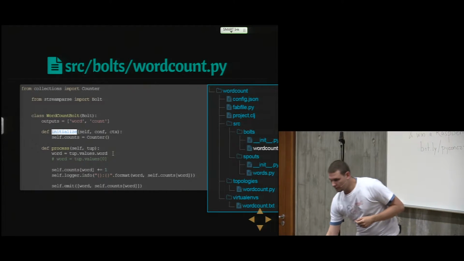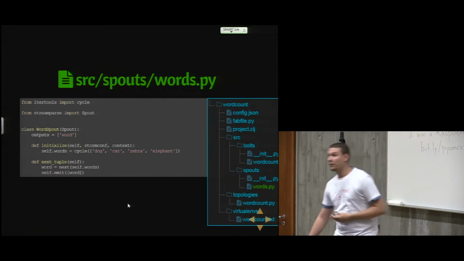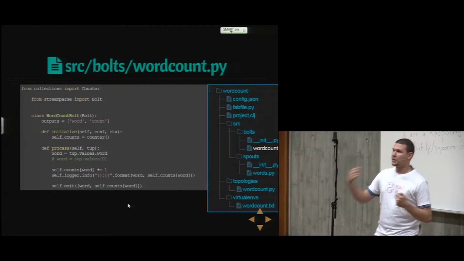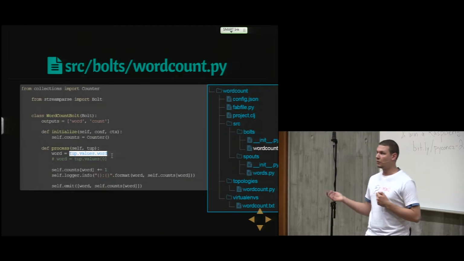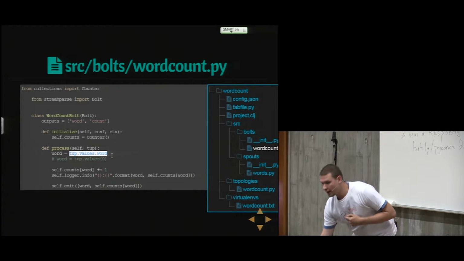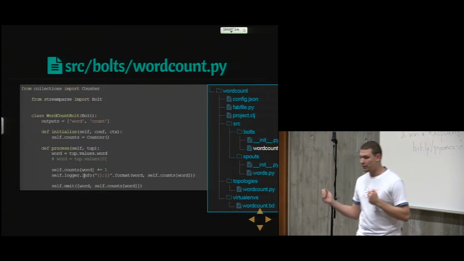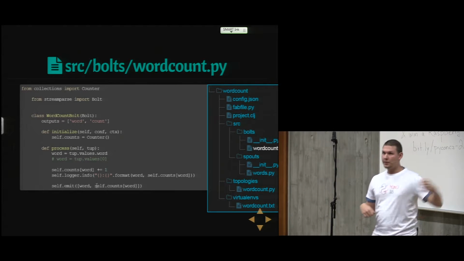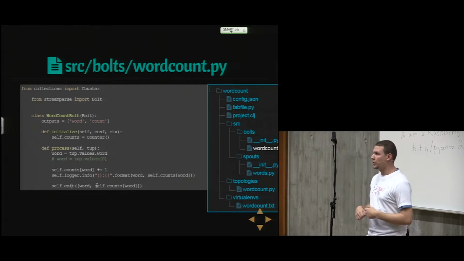In a previous slide, we were sending dog, cat, zebra, and elephant. And in this bolt, if the word comes, it just increases the counter. So in the process method, it reads the word from a tuple that it gets, increases the counter, does some logging information, just so that if you run it, you know. And it would also emit the thing to other bolts in the topology.